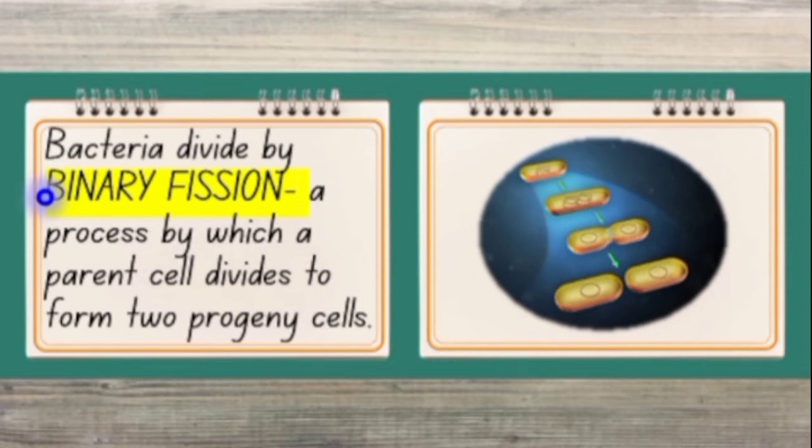the single cell here will divide to produce what we call two progeny cells. But of course, the DNA here, which is contained in the chromosome of the bacterial cell, will also duplicate, in order for each of these cells to have its own exact copy of the DNA of the parent cell. Okay?